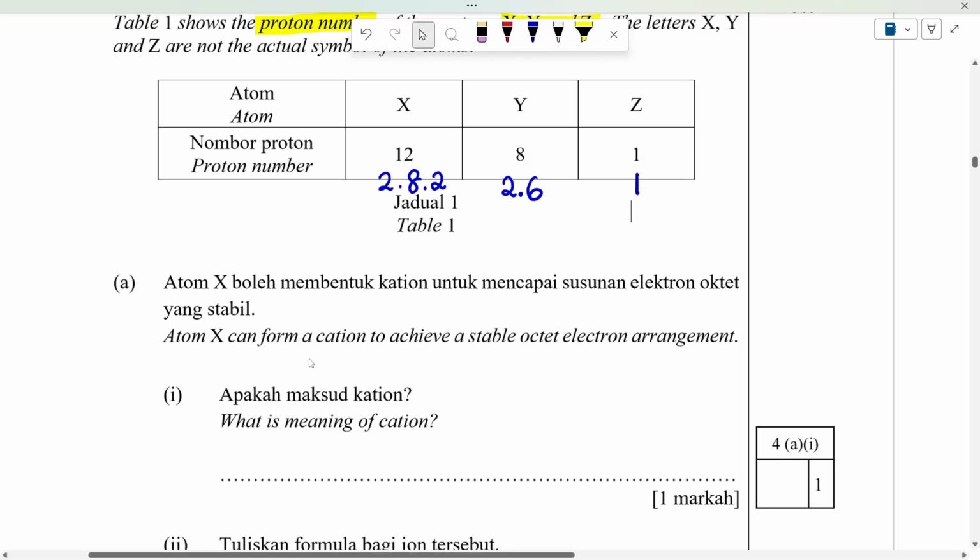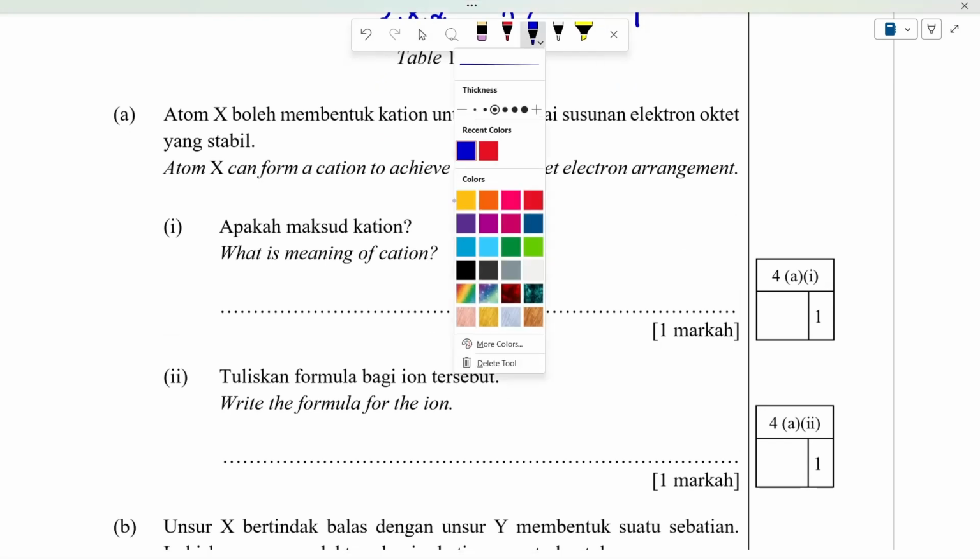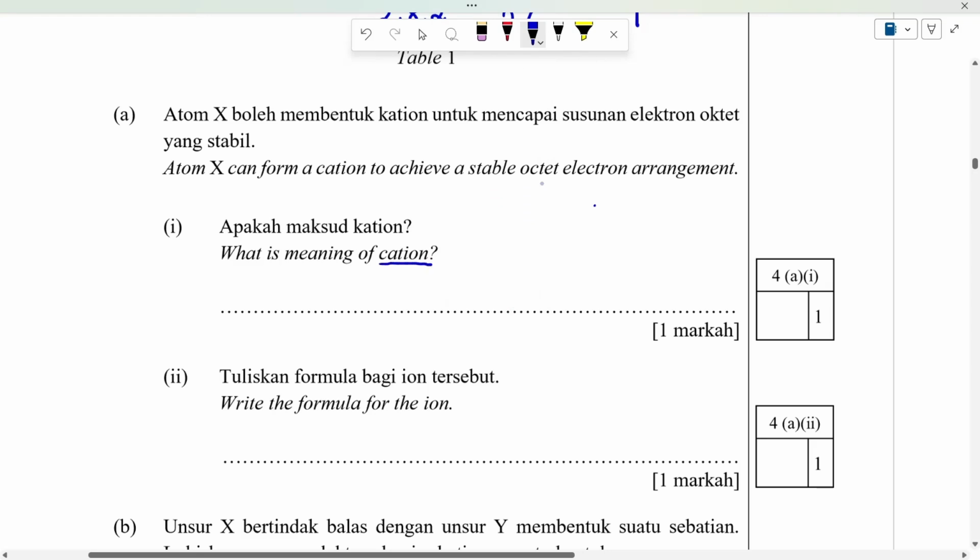Now, atom X can form a cation to achieve a stable octet electron arrangement. So what is the meaning of cation? What does this mean? Okay, positive charge.